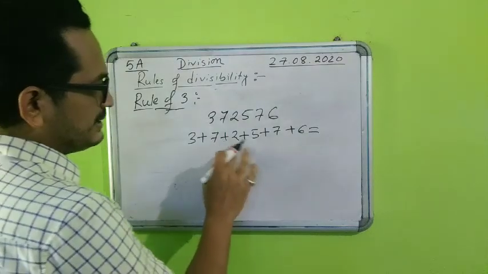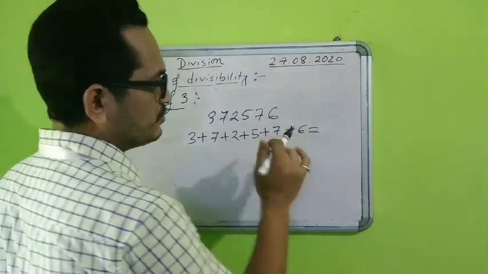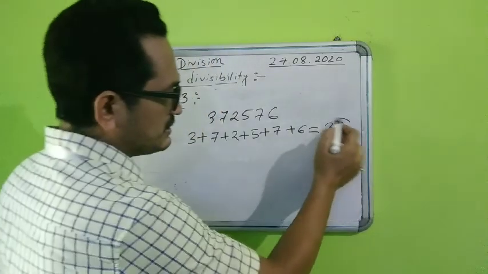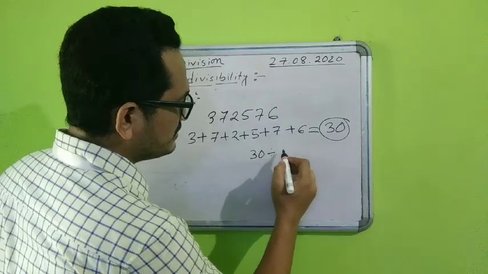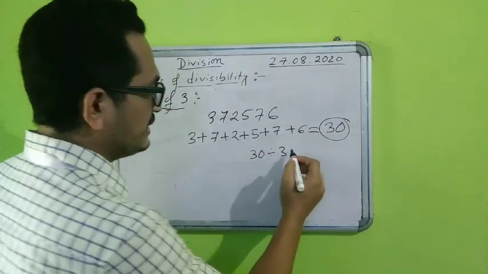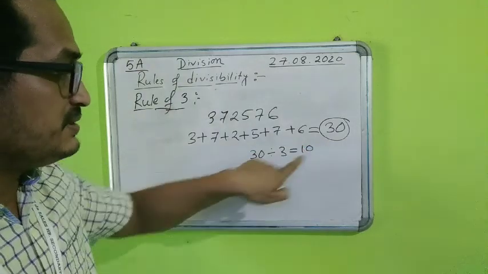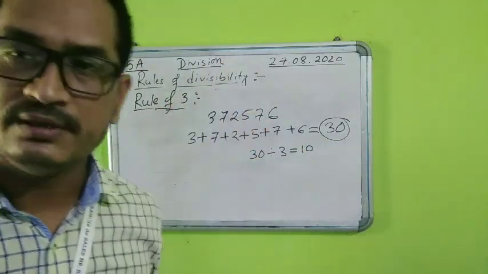3 plus 7, 10. 10 plus 2, 12. 12 plus 5, 17. 17 plus 7, 24. 24 plus 6, it is 30. So you see the sum. What sum did we get? 30. Now students, we can see that 30 is divisible by 3, isn't it? Because 3 tens are 30, so the answer will come 10. So if the sum is divisible by 3, then the whole complete number will also be divisible by 3.